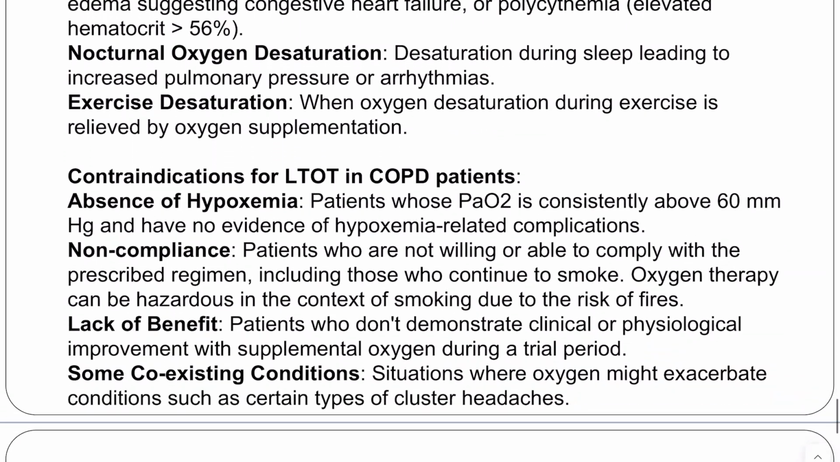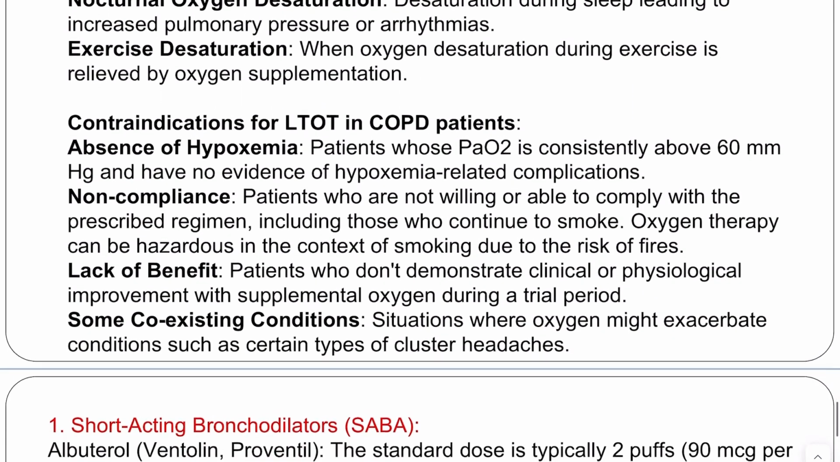Then remember, maybe they will ask about some contraindications. So remember these contraindications as well. Absence of hypoxemia: a patient whose partial pressure of oxygen is not consistently below 60 mmHg and has no evidence of hypoxemia-related complications. Non-compliance, obviously: patients who are not willing or able to comply with the prescribed regimen, including those who continue to smoke. Oxygen therapy can be hazardous in the context of smoking due to the risk of fires.